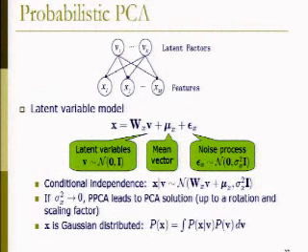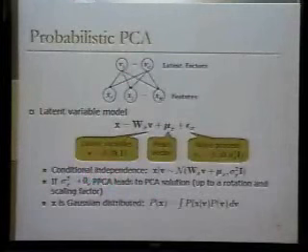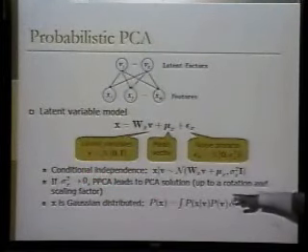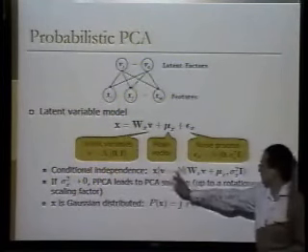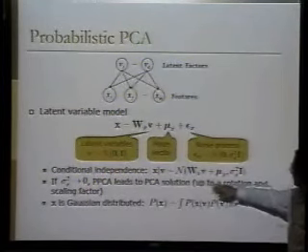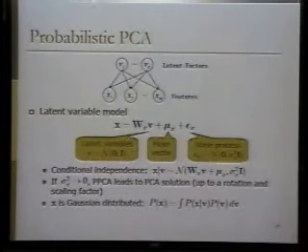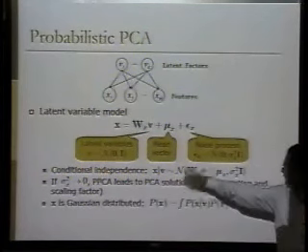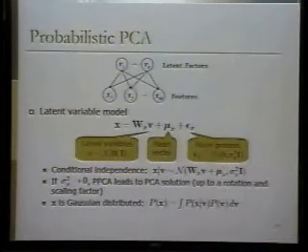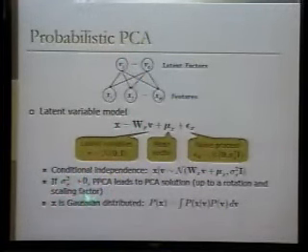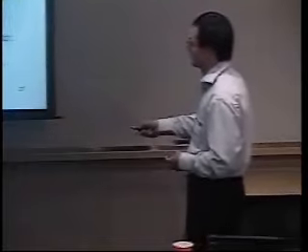So we still get this conditional independence. Because this is isotropic, it is a diagonal covariance matrix. So given the latent variable, the input is a Gaussian with the mean like this and with this covariance. Because this is diagonal, all the dimensions of x are independent given the latent variable v. And Tipping and Bishop proved that if we let sigma x squared go to 0, then PPCA leads to the PCA solution, of course up to a rotation and a scaling factor.